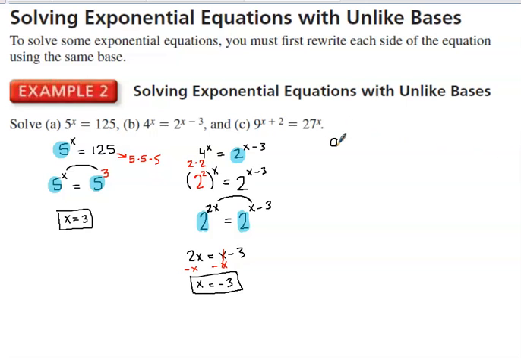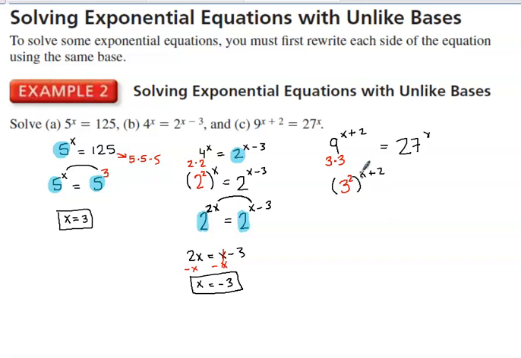In C, I have 9 to the power of x plus 2 is equal to 27 to the power of x. I'm going to break these both down. I know that 9 is actually 3 times 3. That's helpful because I can rewrite it, instead of 3 times 3, as 3 to the power of 2. We broke it down as far as it goes. 3 will not factor anymore.